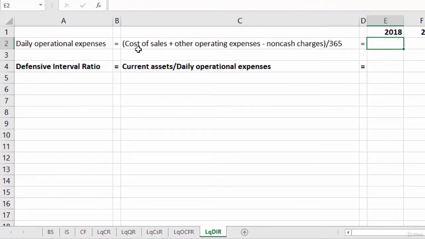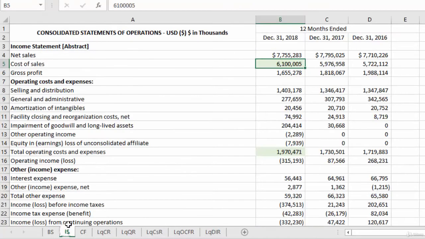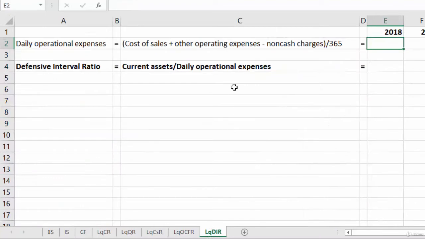Now we have to find the cost of sales, other operating expenses, and non-cash charges from different financial statements. Cost of sales and other operating expenses are possible to find from the income statement. As you can see, cost of sales is clearly available here, and also the other operating costs and expenses are there in the income statement. But how can we find the non-cash charges?